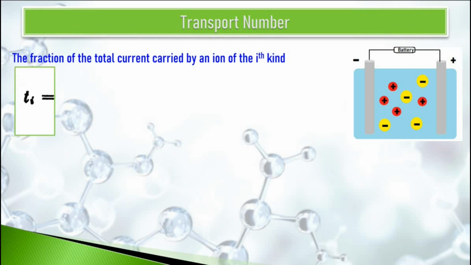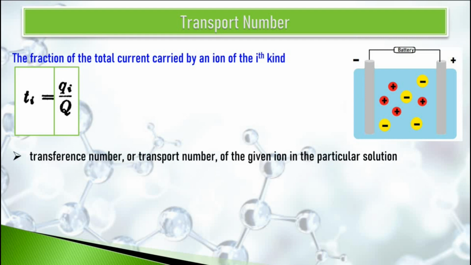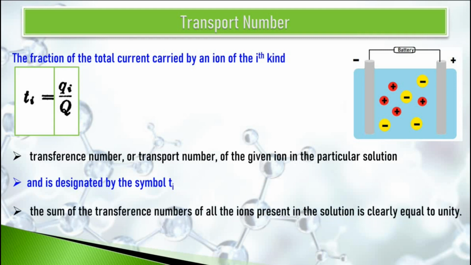Mathematically, it is given as Ti is equal to Qi upon Q, where Qi is the electricity carried by ith type of ion and capital Q is the total electricity passed through the electrolytic solution. Transport number is also known as transference number. It is designated by symbol Ti. Transport numbers of ions are fractions. We can have an idea that the sum of transference or transport numbers of all the ions present in solution will be equal to unity, or transport number of cations plus transport number of anions will be equal to 1.